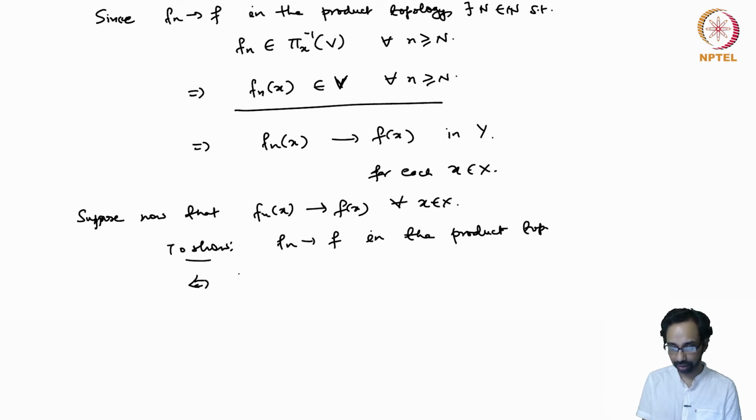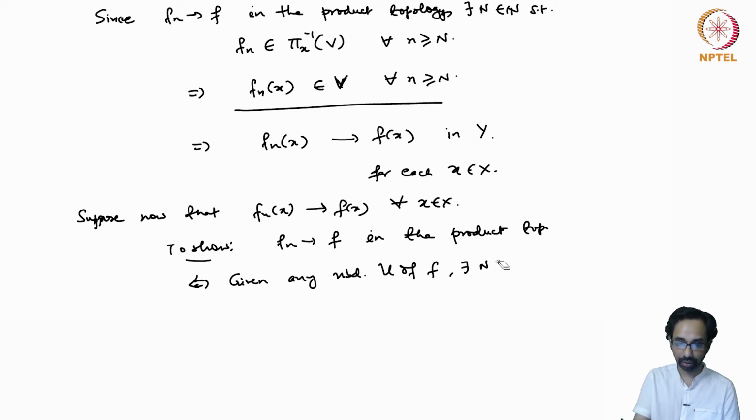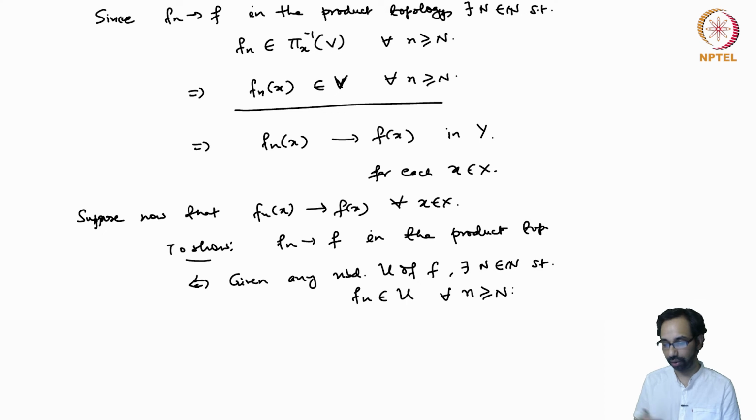which is the same as saying that given any neighborhood U of f, there exists a capital N belonging to the natural numbers such that fn belongs to this neighborhood U for all n greater than or equal to this capital N. So we have to find this capital N using the fact that fn x converges to fx for all x. Now since U is a neighborhood of f, it must contain a basis set which contains f.